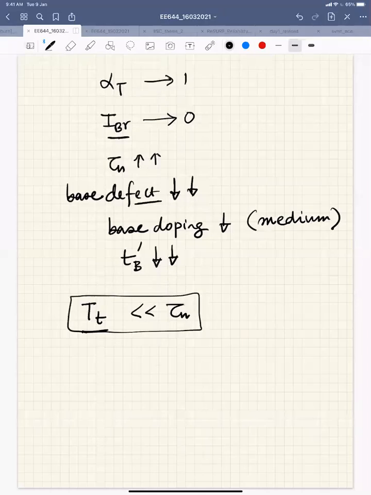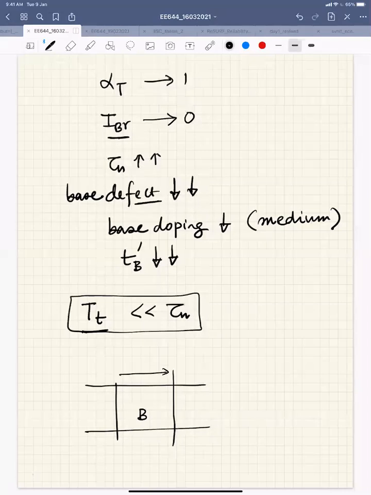So to have that, what you actually do is reduce the base thickness, right? But when you reduce the base thickness, let's say your base is here, and if you reduce the base thickness, this is your TB dash, and it has a doping NB. You cannot have very low doping, because low doping is preferred for the higher recombination lifetime, but you cannot have it.